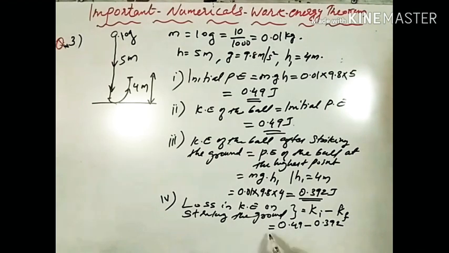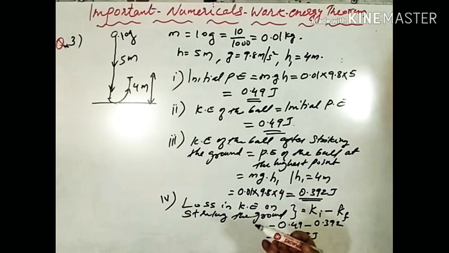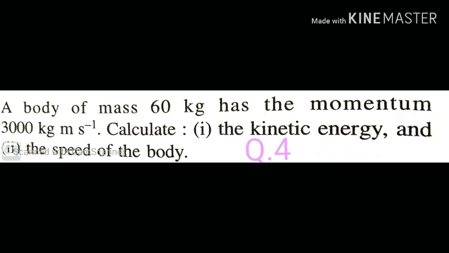0.392. Just subtract it and see, I am getting 0.098 joule. So this is the loss in kinetic energy after striking the ground, which is equal to initial kinetic energy minus final kinetic energy, that is equal to 0.098 joule. So if you know the formula, if you know the theory, you can easily solve the numericals.